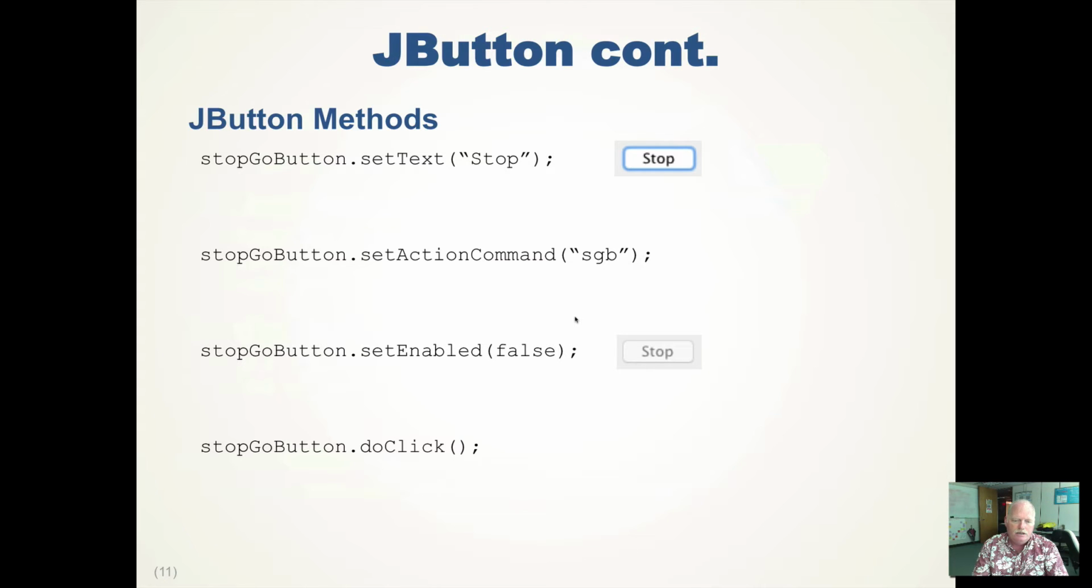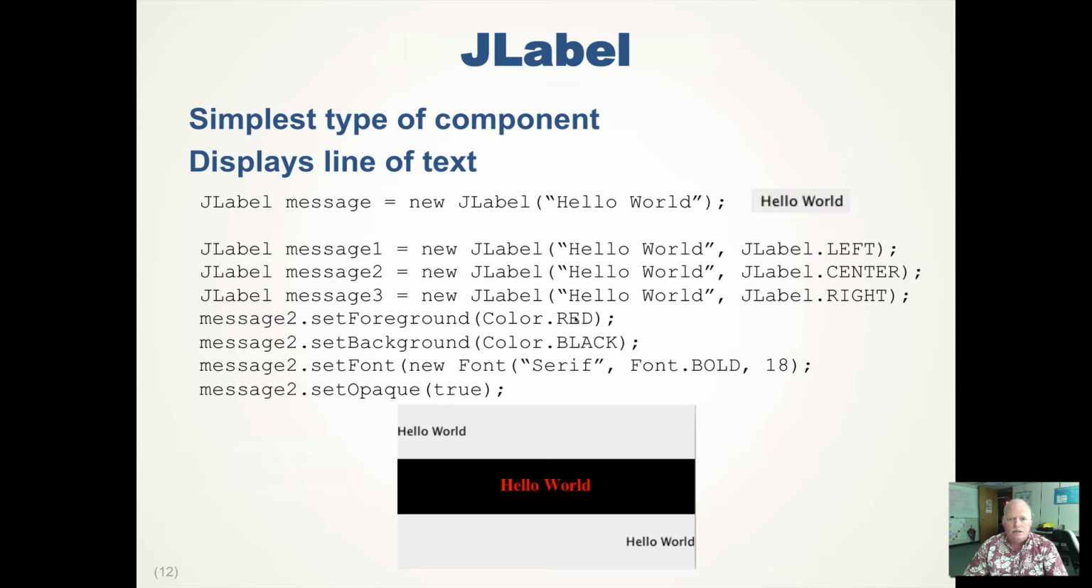And lastly, a very useful thing is we can actually, in your program, click the button without the user clicking it. So you can call doClick, which will create the action event as if the user clicked it, and then the listener will execute. So you can programmatically click your buttons. So you can write a program that clicks buttons in a GUI without the user having to do anything. Very powerful concept. The next component is the JLabel.